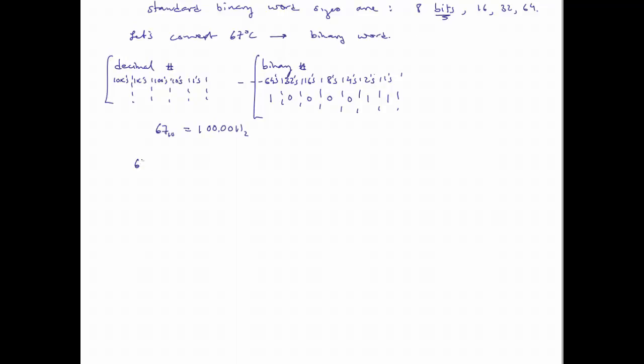Now let me show you a better way to do this. If we start with 67, we divide that by 2, and that gives us 33 remainder. So this is like the quotient, and this is the remainder.